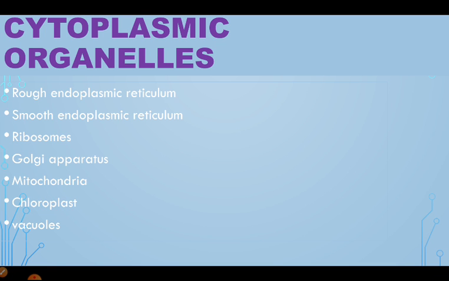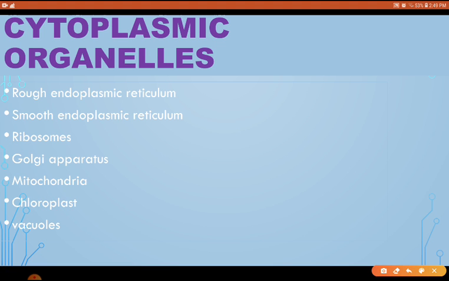There are many cytoplasmic organelles which are present in the cells. What are organelles? Organelles are small structures, small entities which are present in the cytoplasm and they perform a specific function. There is a variety of cytoplasmic organelles. A number of cytoplasmic organelles are present in the cytoplasm.